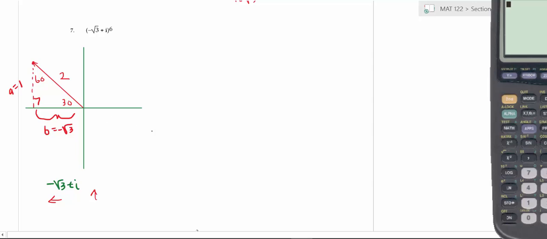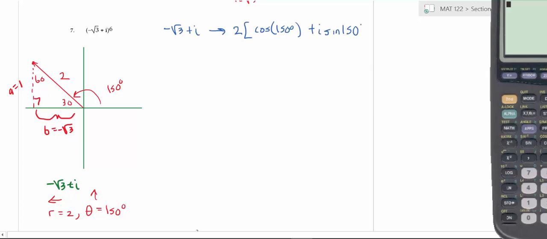So what you would end up having then is the radius is equal to 2, and then theta. Now, you don't want to use 30. You want to use, of course, 150 degrees. So theta is 150 degrees. So when we convert this over, negative square root of 3 plus i converts to, in the r cis theta form, 2 times cosine of 150 degrees plus i times the sine of 150 degrees, like that. So what we're going to do is take that to the 6th power.